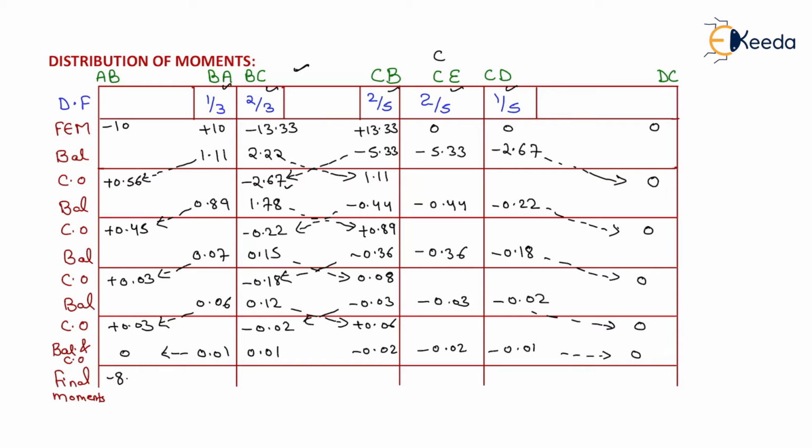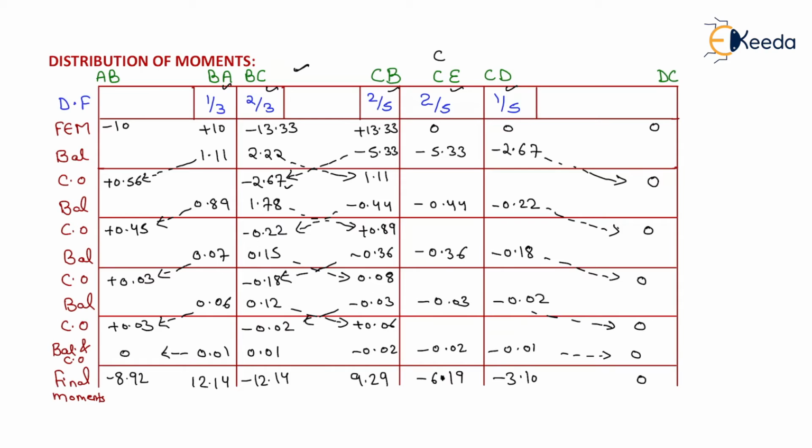Now if we add all the moments at all the spans, we will get the final moments at AB as minus 8.92, BA as plus 12.14, BC as minus 12.14, CB as 9.29 with positive sign, CE as minus 6.19, CD as minus 3.10 and DC as 0.